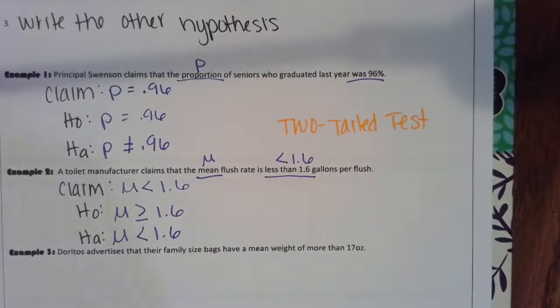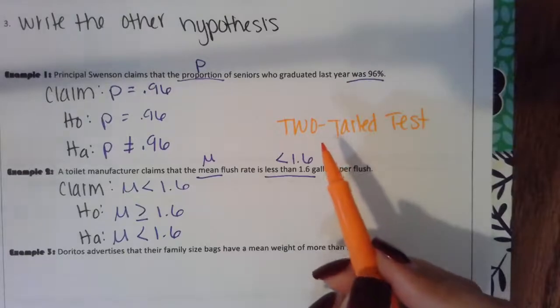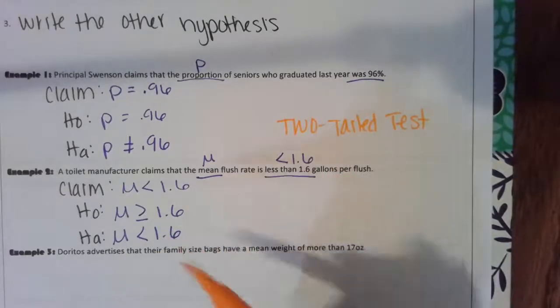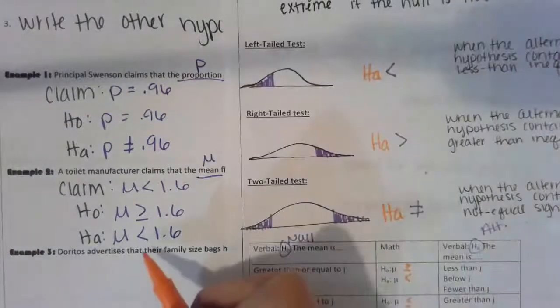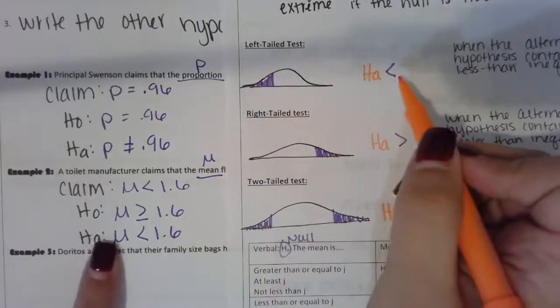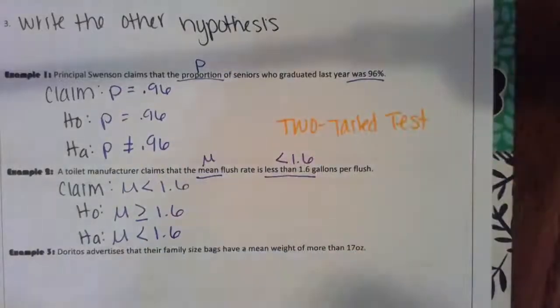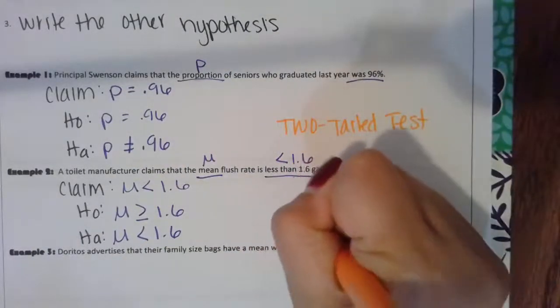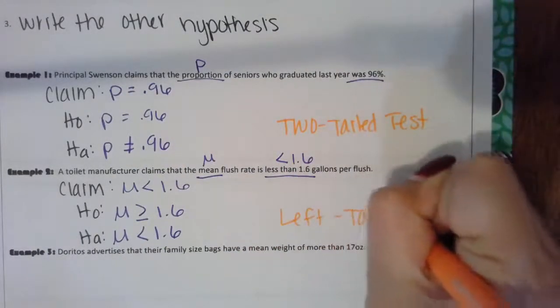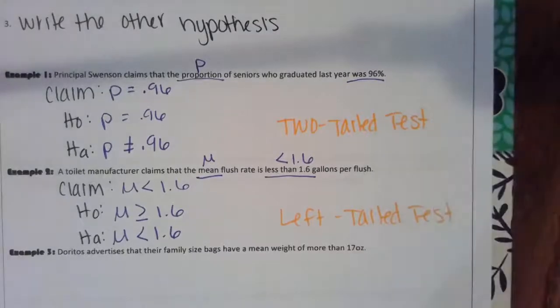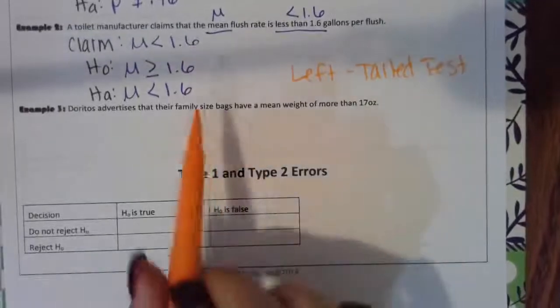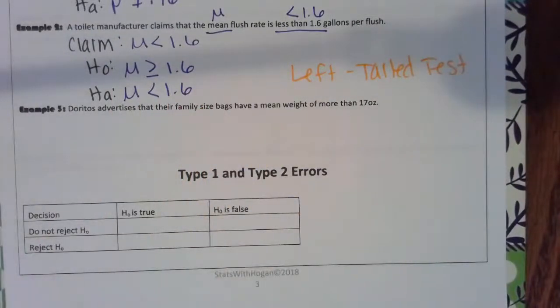Now let's determine, is this a two-tailed test, left-tailed, or right-tailed? Looking at your alternative hypothesis, we have a less than. If you have less than in your alternative hypothesis, then you are automatically a left-tailed test. So that's all nice and done. Now then, this one I'm not going to do with you right now. It is already solved on the notes that I will be uploading.